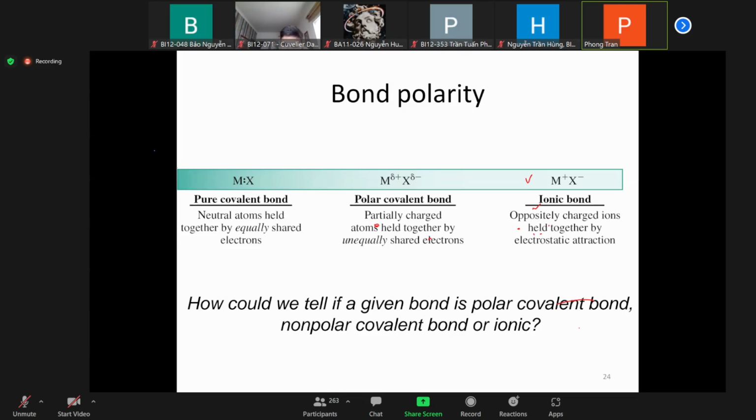Now the question is, how could we tell if a given bond is a polar covalent bond or a non-polar covalent bond? Let's say I give you one chemical bond M-X, how can you justify? How can we predict whether this bonding is polar or non-polar?